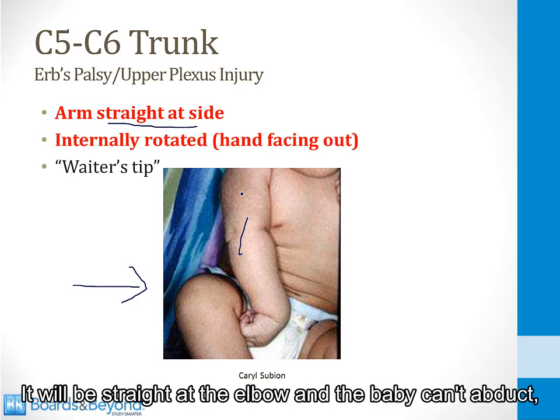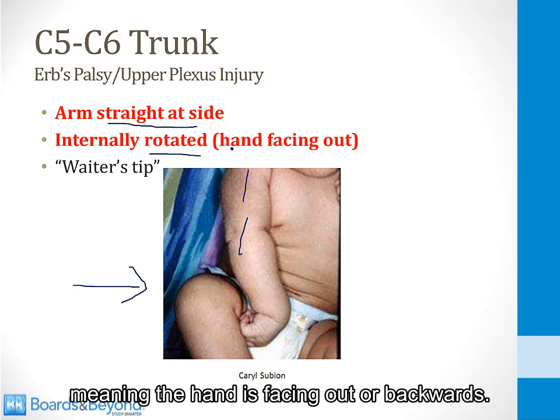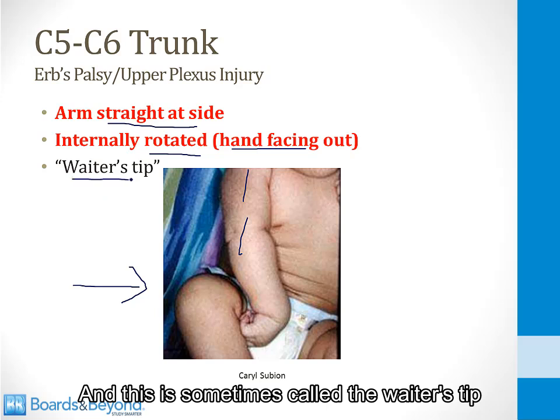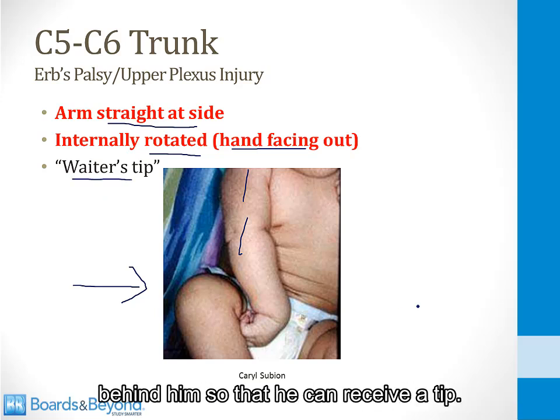It will be straight at the elbow, and the baby can't abduct, so the upper arm is against the chest. And then the arm is internally rotated, meaning the hand is facing out or backwards. And this is sometimes called the waiter's tip because it looks like a waiter who is putting his hand behind him so that he can receive a tip.